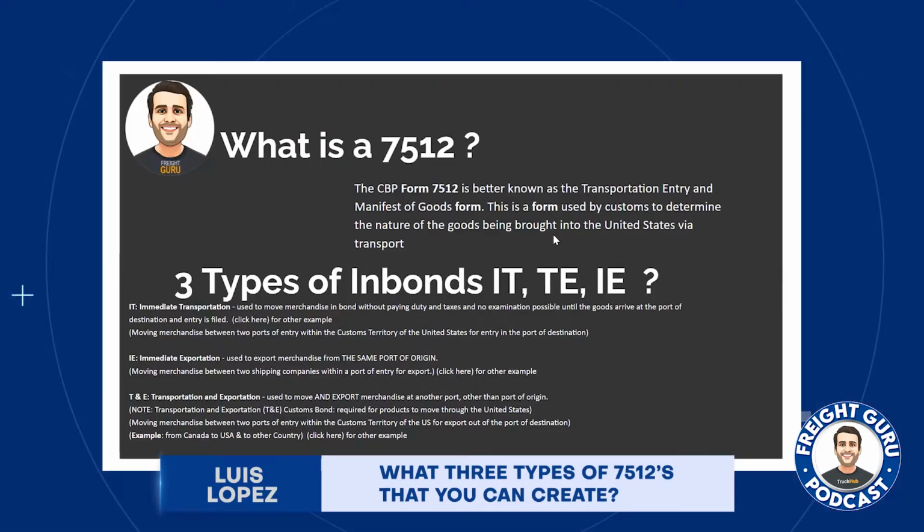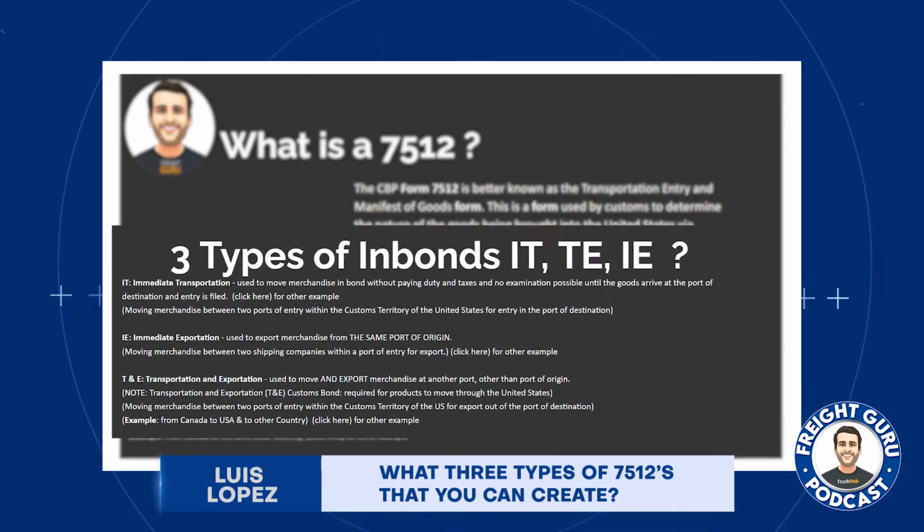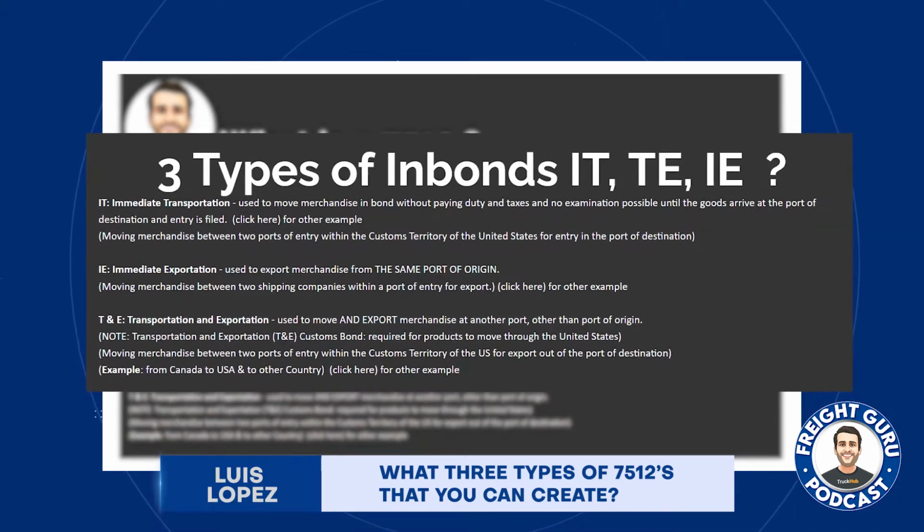I want to discuss now what three types of 7512s you can create. Three types of inbonds: IT, T&E, IE. IT, immediate transportation, used to move merchandise inbound without paying duty and taxes and no examination possible until the goods arrive at the port of destination and entry is filed.